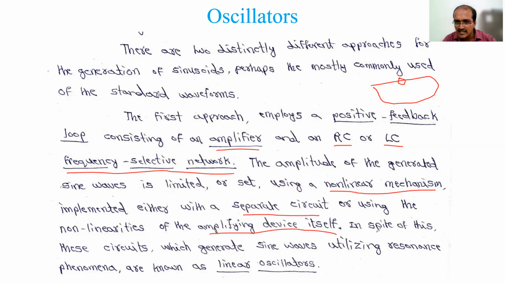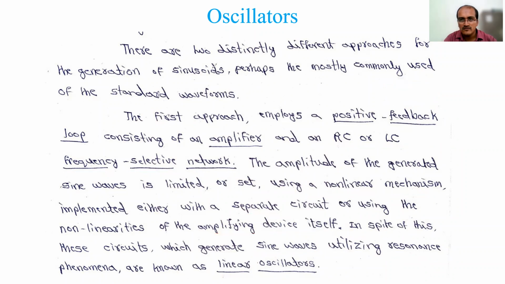In spite of these challenges, these circuits generate sine waves utilizing the resonance phenomena. Resonance we have learned in network theory. Using that phenomenon, they generate the sine waves. Circuits that generate sine waves utilizing resonance are called oscillators, or linear oscillators. So we are discussing the first approach in the generation of sinusoidal or standard waveforms: linear oscillators using a positive feedback loop mechanism.